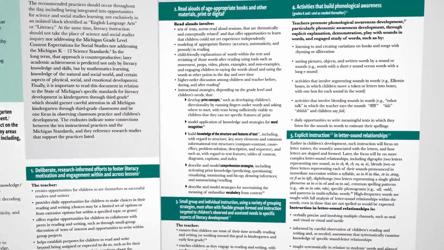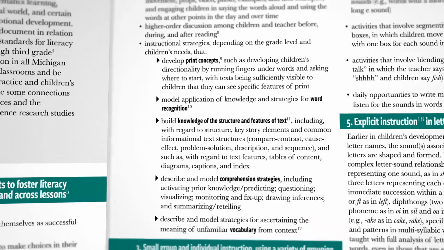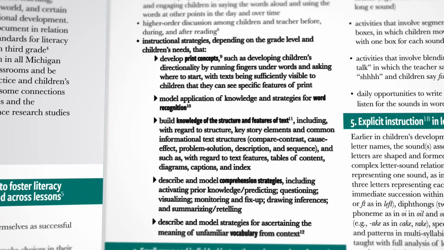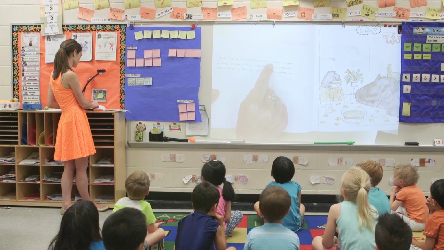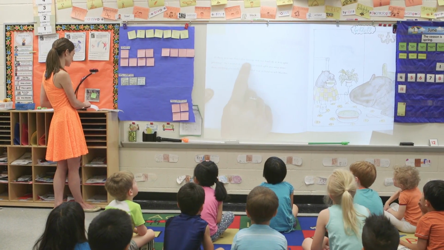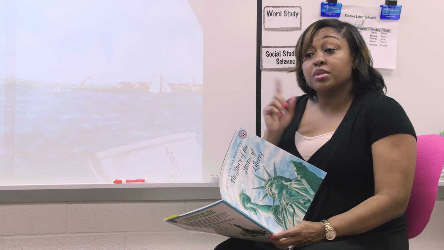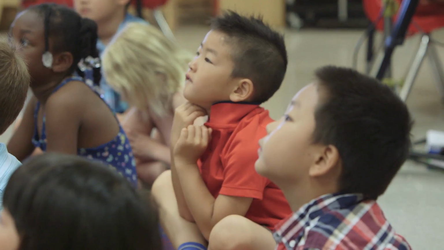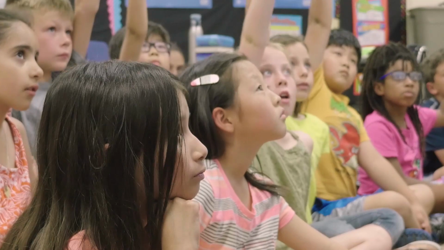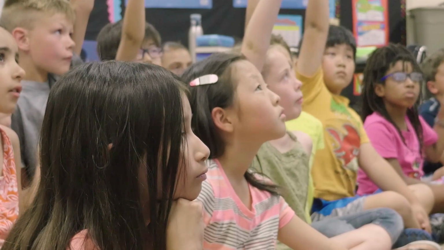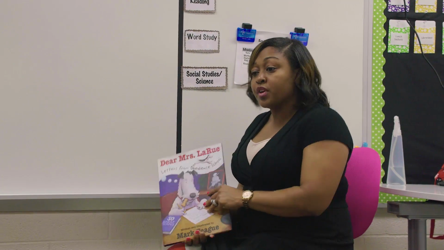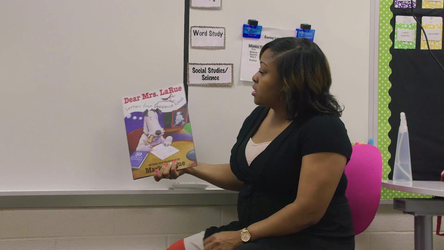Read-alouds involving instructional strategies, depending on the grade level and children's needs, support children's literacy learning. In these classrooms, teachers use read-alouds to model the application of strategies for word recognition, describe and model strategies for ascertaining the meaning of unfamiliar vocabulary, build knowledge of informational text structures, and describe and model comprehension strategies.